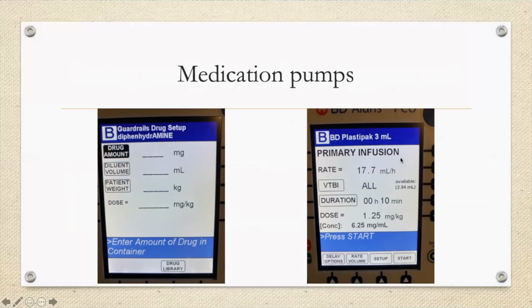It would take us to the next window where it's going to say, how much do you want to infuse? Well, we want to do it all because it is in 3 milliliters. It already knows that Benadryl should go over 10 minutes. And so it already has put the rate at 17.7, which is 1.25 milligrams per kilogram, and then a concentration of 6.25 milligrams per milliliter. If for some reason we needed Benadryl to go a little bit longer, you could always change the duration and it would automatically change the rate. And then of course you would just hit that start button.